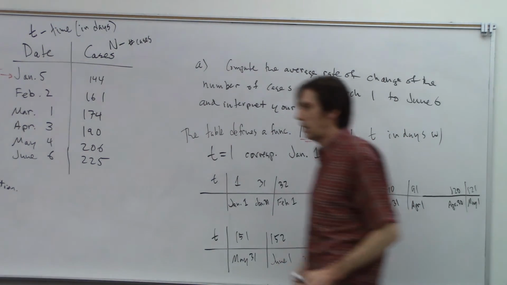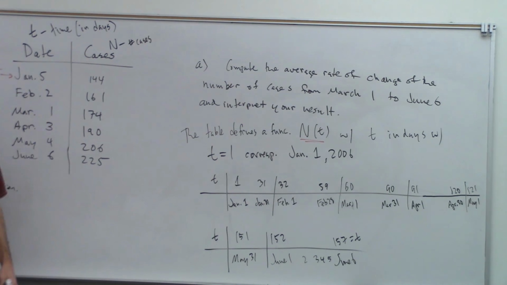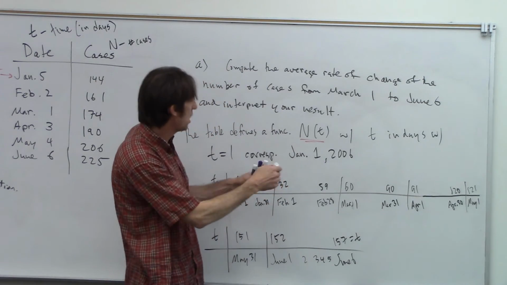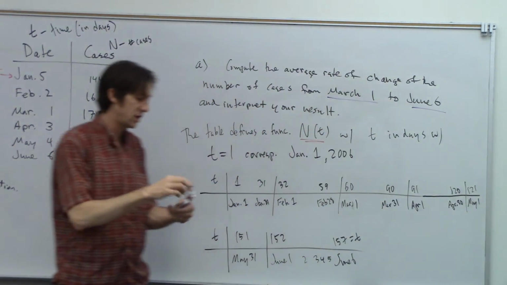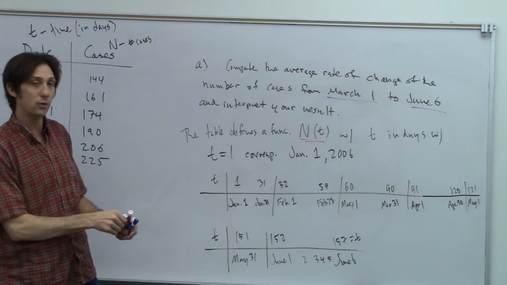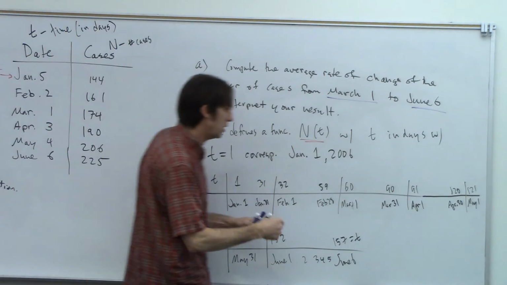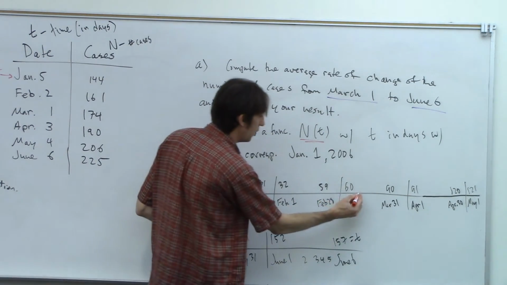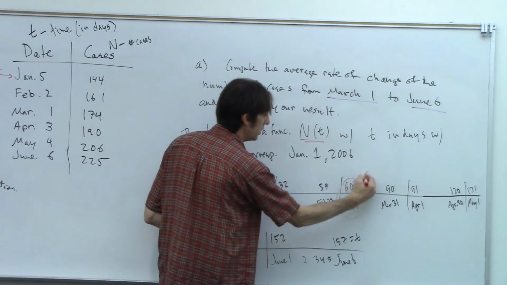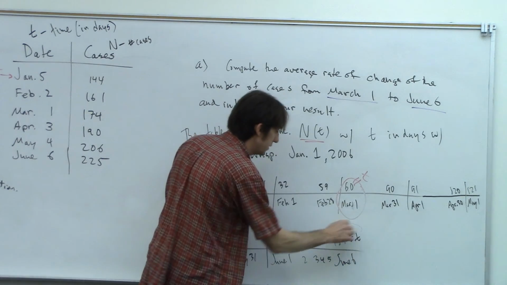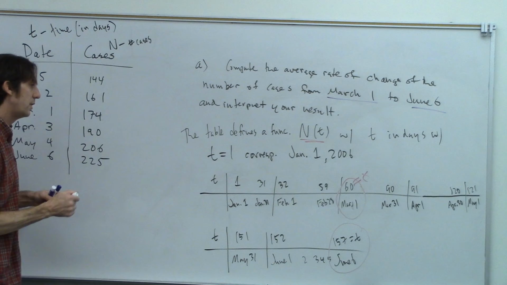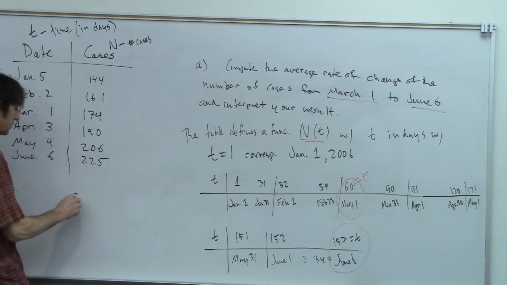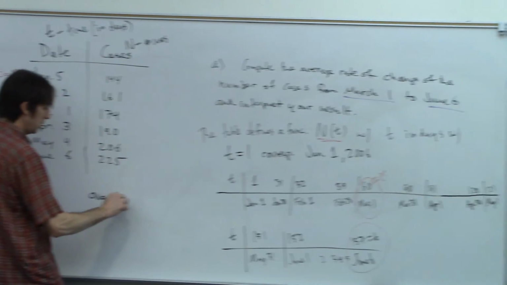So what does my average rate of change formula look like in this case? The problem asks me about March 1st and June 6th, right? The average rate of change in the number of cases between those two dates. So in our table, right, we figured out that March 1st is a T value of 60, and June 6th is a T value of 157.